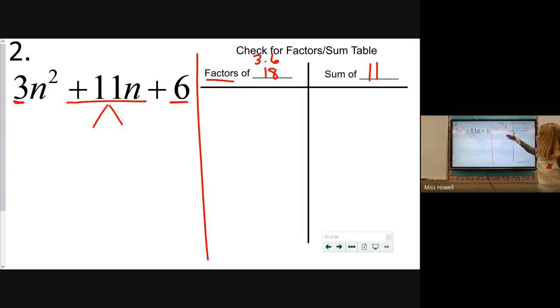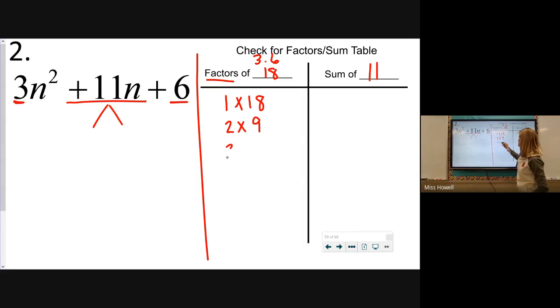Now I start to build sort of a guess and check chart here, right? I could do a 1 times 18. I could do a 2 times 9. I could do a 3 times 6, right? I'm just trying to list. And once I find the one that works, I can stop. I should be guessing and checking over here until I find the magic combination.